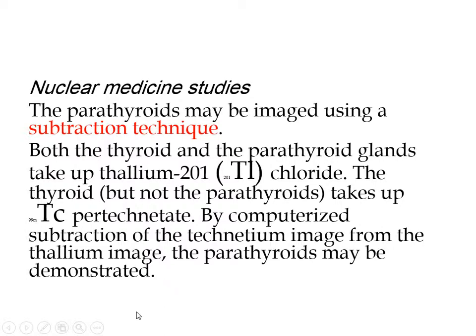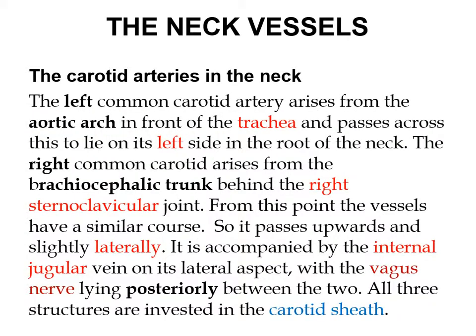So they give both thallium and technetium. The technetium will be taken up by the thyroid, while the thallium will be taken up by both. You subtract this from this, and you are left with what? The parathyroid, having thallium. Yes, you subtract. Now shifting to the neck vessels, the most common neck vessels are the carotid arteries.